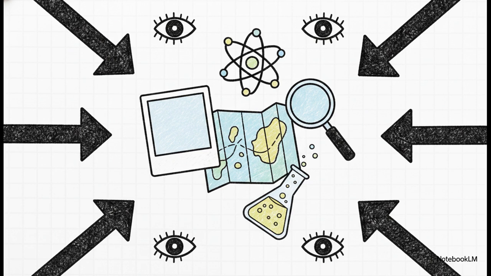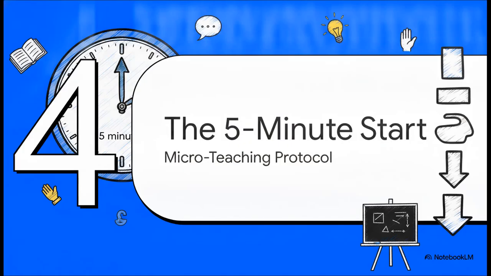Bringing in physical and visual tools like photographs, maps, 3D models, charts, physical samples, or experimental apparatus dramatically enhances the effectiveness of your hook. Not only does this visual stimulation grab their attention, but it also really helps with class management because you're giving the entire room a single focal point to concentrate on. All right, let's get into the mechanics.